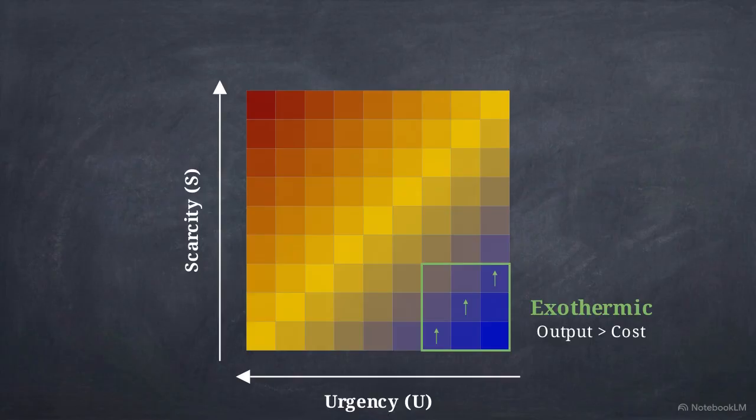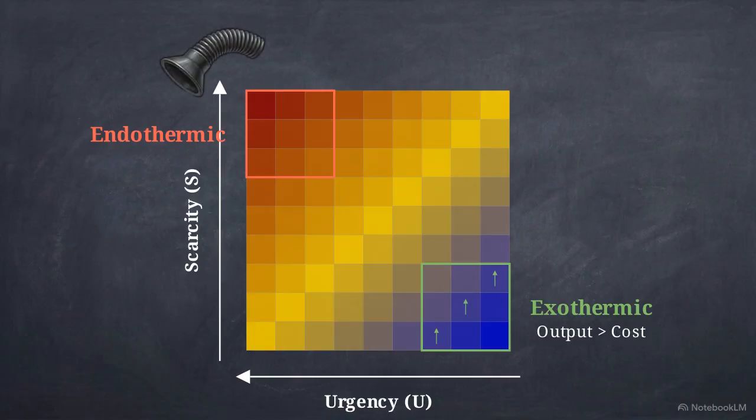Debt taken under these conditions acts as a productive leverage multiplier. The transaction creates more thermodynamic capacity than it consumes. The top left endothermic zone maps the inverse state. When credit is constrained and desperation is critical, the lender operates as a local monopoly.